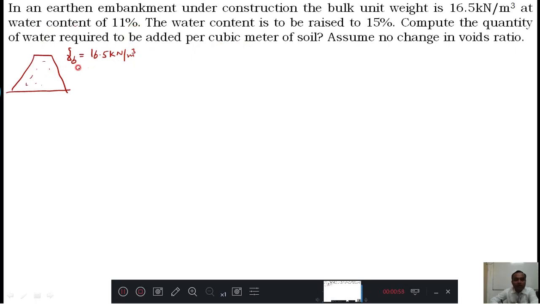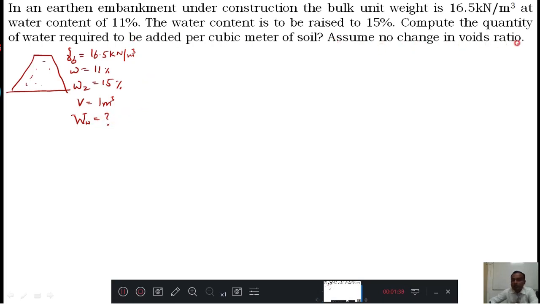At a water content of 11%, the water content is to be raised to 15%. That means we need to add some water and increase the water content. Compute the quantity of water required to be added per cubic meter of soil. If I take a volume of 1 meter cube of soil, how much weight of water, Ww, do I need to add? That is what they are asking.